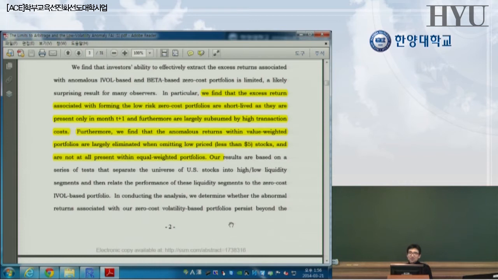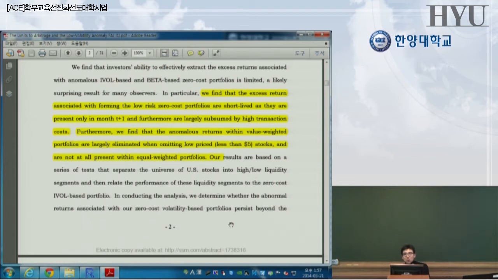To highlight their finding, they find that the excess return is associated with forming the low risk zero cost portfolio. A zero cost portfolio is where we buy low volatility stock and sell the exact dollar amount of high volatility stock, so the buy and sell side are exactly the same. So the net value of the portfolio is zero, right? Long position and short position are the same. So it is a zero cost portfolio. So it is extreme betting. Betting on low vol and then betting against high vol, right? Exactly the same amount. Okay.